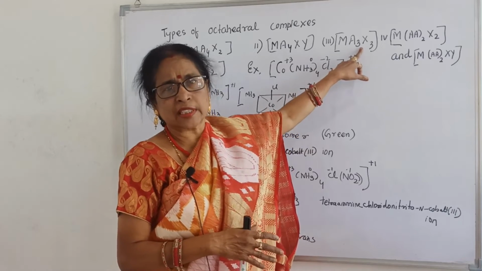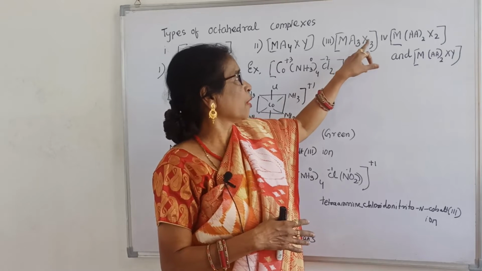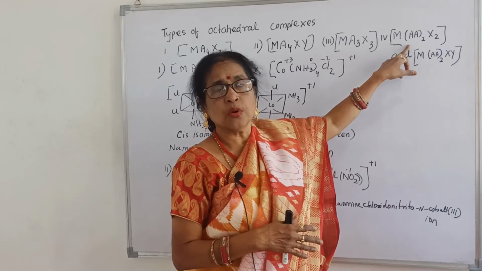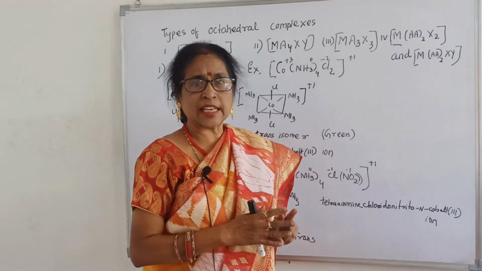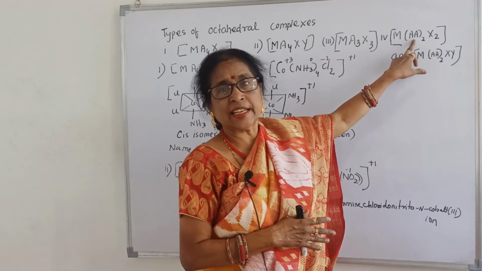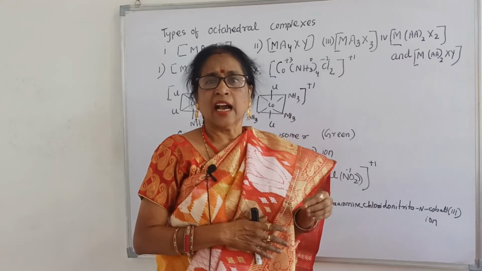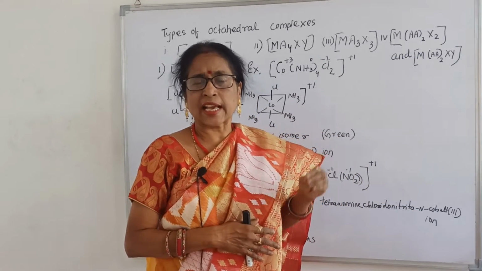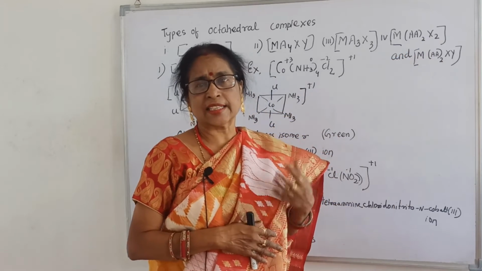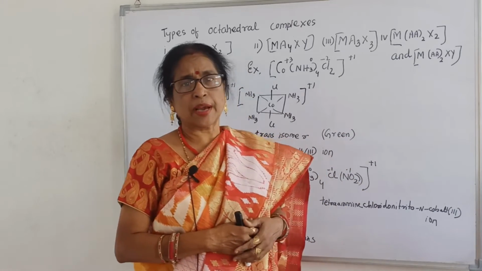Ma3X3, here we will see what is fac isomer and what is mer isomer. And here you can see MA2A2X2. Here X2 is the same ligand and AA2 also the same ligand, but it is a bidentate ligand. That is why you can show these ligands in an octahedral complex as cis isomer, or you can show these two ligands as cis and trans isomer. Then how can we show? We will see one by one.